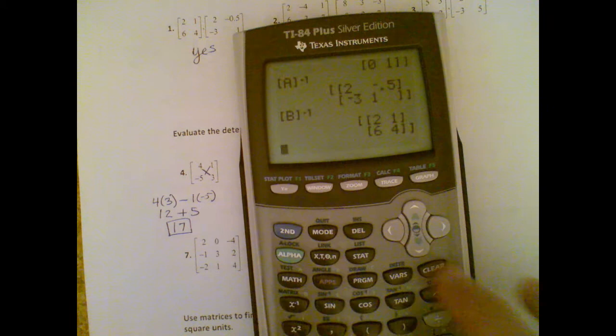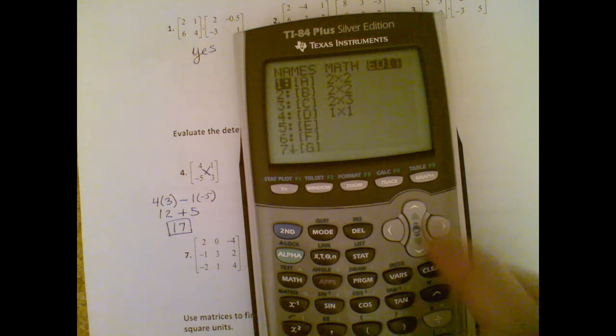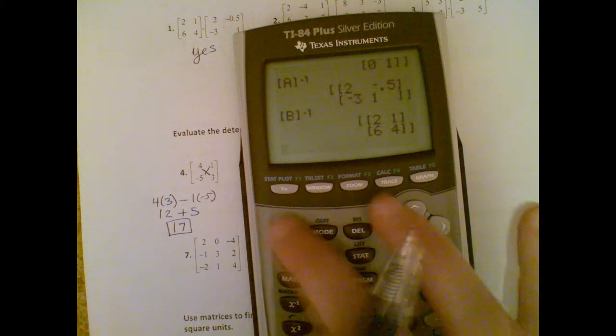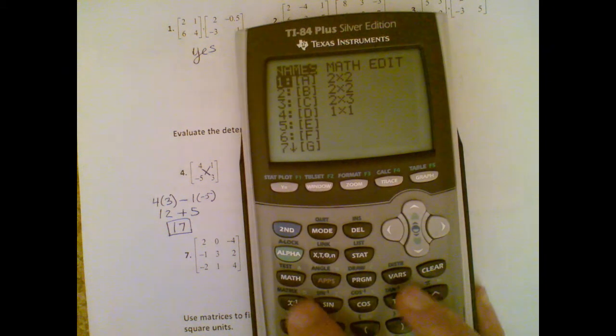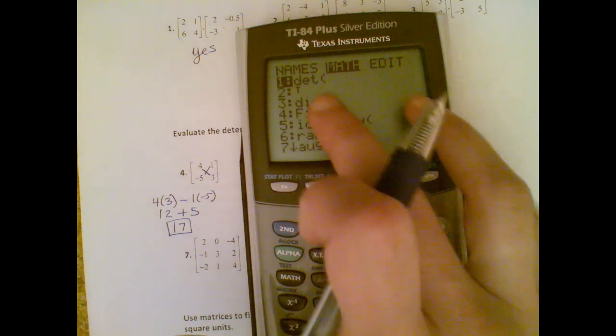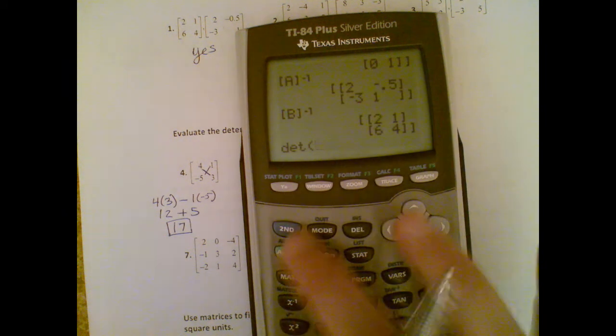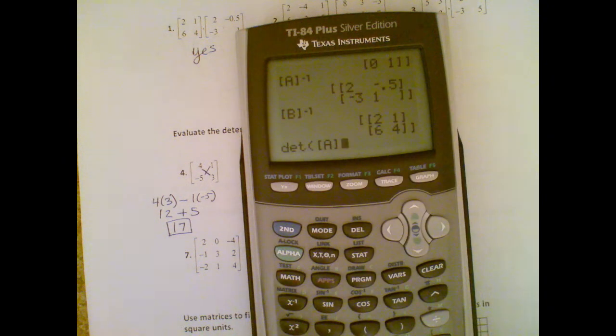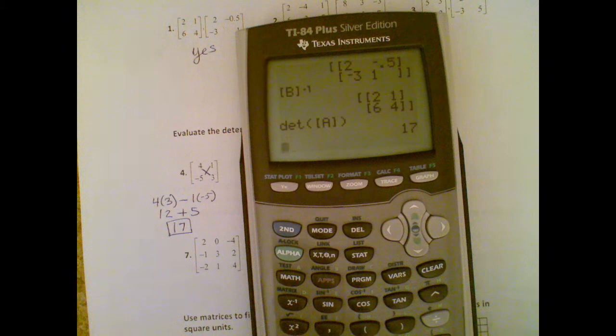Okay, and if we wanted to plug this into our calculator, we go to second matrix, go over to edit. We need to first always type in the matrix. Then if we go to second matrix, go over to the middle column. DET stands for determinant. So if we click on that and then go and type in matrix A so we know what matrix we want to find the determinant of, click enter, and then we get that answer.